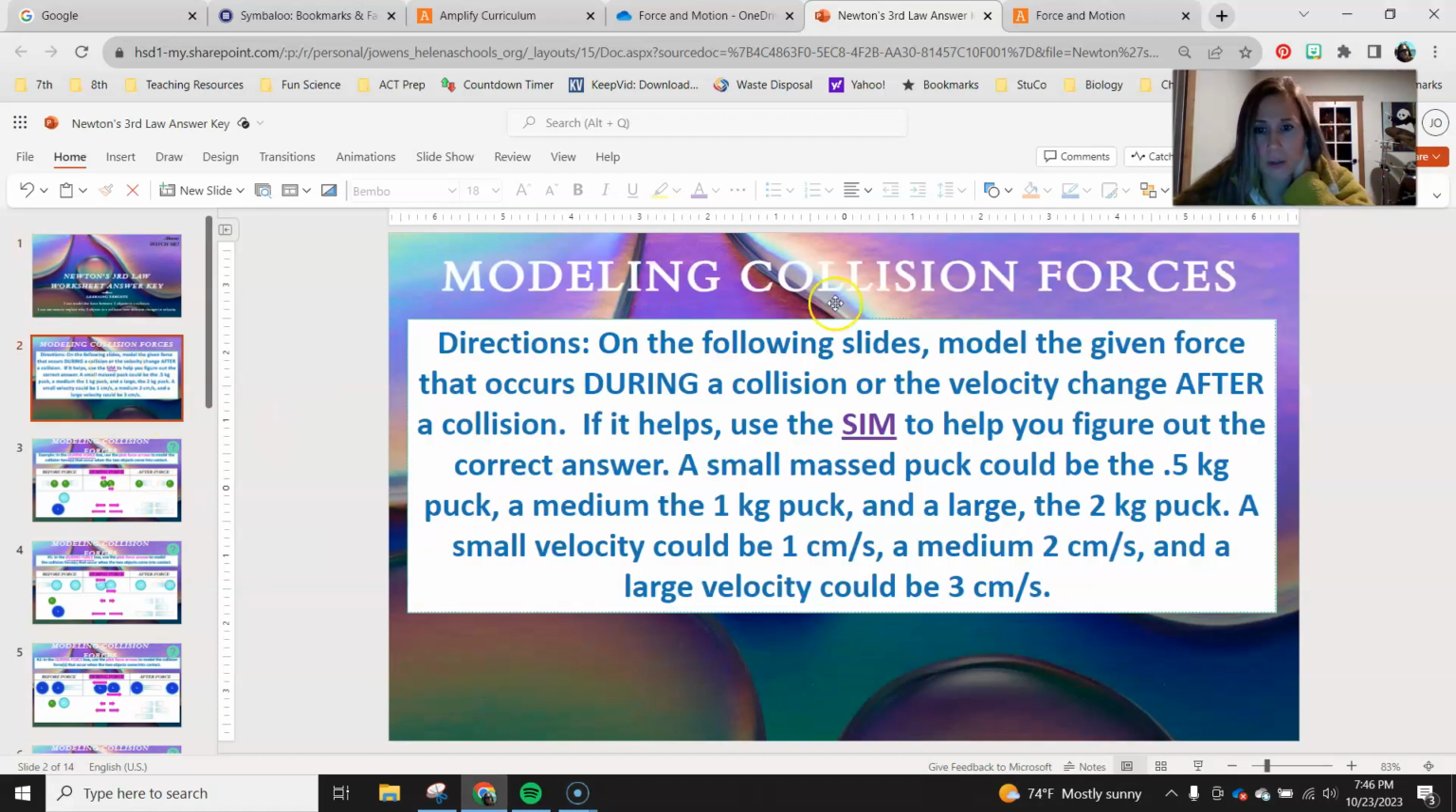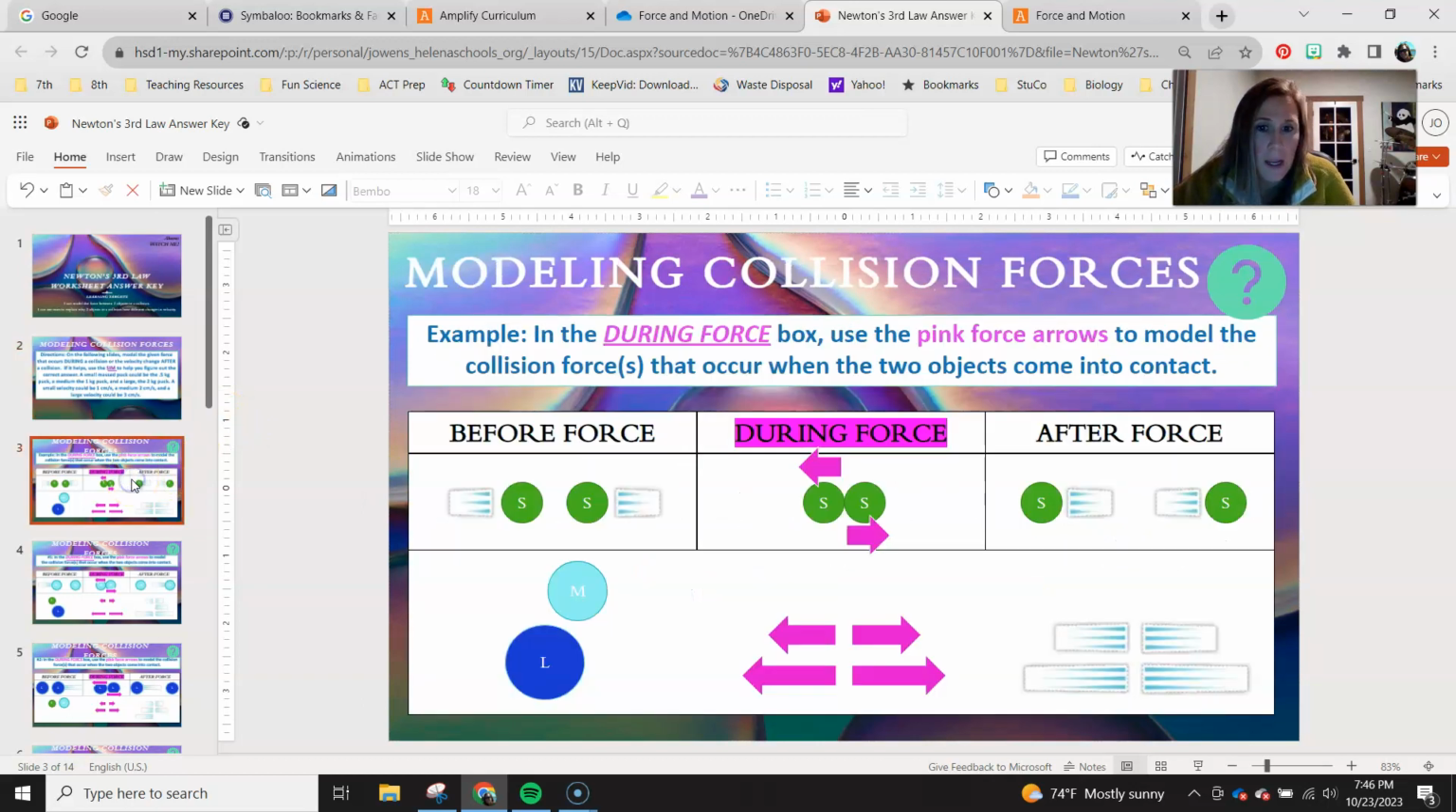As I talked about earlier, you can use the sim to help you, but it isn't very black and white. So as you go through this answer key, keep in mind that you're not necessarily going to see the exact same slides that you made. It's really important that you listen to this so you understand what the force would look like when two objects collide and what the velocity afterward is going to look like, because that's what you're asked to do in these modeling tools.